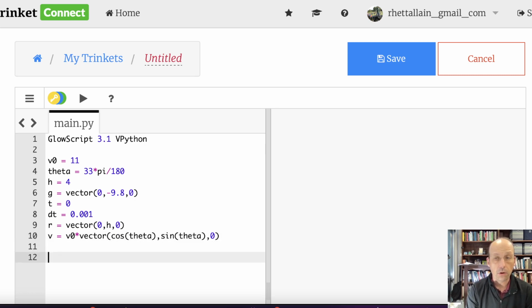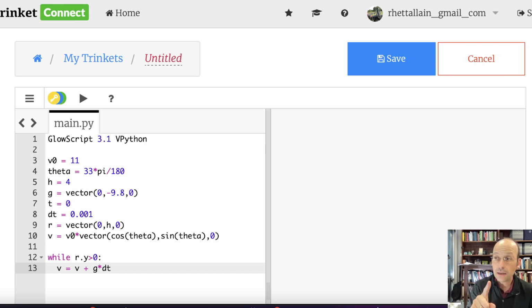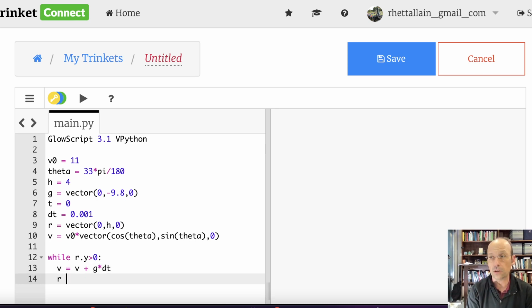Now I can do my loop. While r dot y is greater than 0. So I'm going to keep running this until the y position of r is at 0. And the first thing I'm going to do is update the velocity. So I'm going to say velocity equals velocity plus g times dt. Not t, dt. And g is a vector, it has a negative y component. I don't put negative g. g is a vector. Now I'm going to use that to update the position. r equals r plus v times dt.